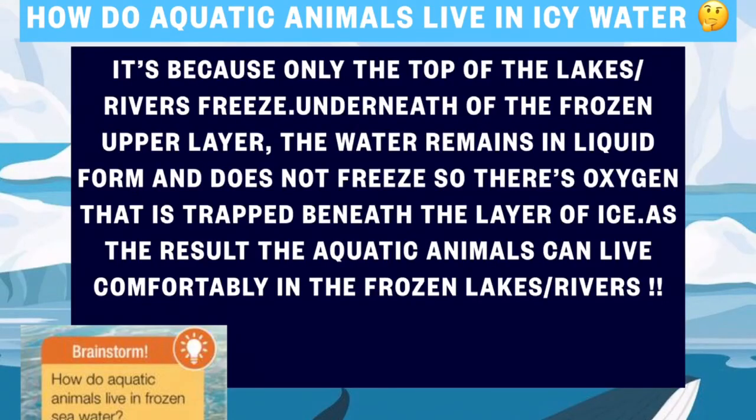How do aquatic animals live in frozen seawater? They can survive living in the frozen seawater because only the top of the lakes or rivers freezes. Underneath this frozen upper layer, the water remains in liquid form and does not freeze, so there is oxygen that is trapped beneath the layer of ice. As a result, the aquatic animals can live comfortably in the frozen lakes or rivers.